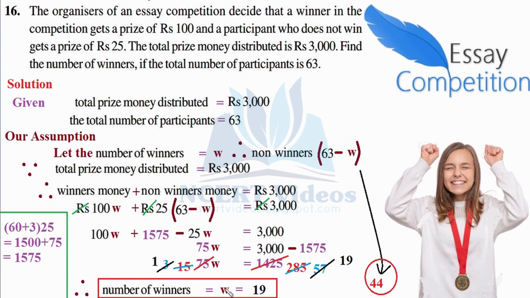We have straight away come to our answer: the number of winners equals 19, and we wrote, therefore, the number of winners equals 19. With this our answer is solved, but if we would like to find the non-winners, it is simple: 63 minus 19 will give us 44. That is, 44 participants got rupees 25 and 19 participants got rupees 100. So in this way, if we visualize a problem, we can easily find the answers for linear equations in one variable. With this, our question number 16 is completed and this completes our exercise as well.